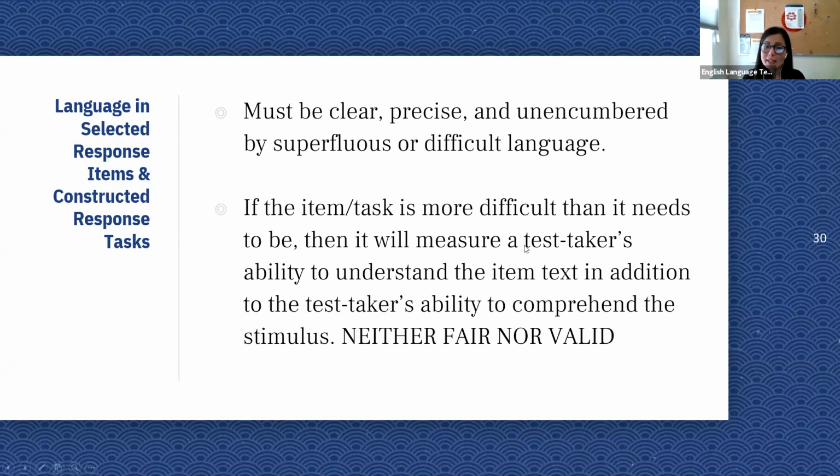Also, if the item or task is more difficult than it needs to be, then it will measure the test taker's ability to understand the item text in addition to their ability to comprehend the stimulus. And that's neither fair nor valid. So we have to be very careful of how we word our tasks and what kind of instructions we're having students follow, right?